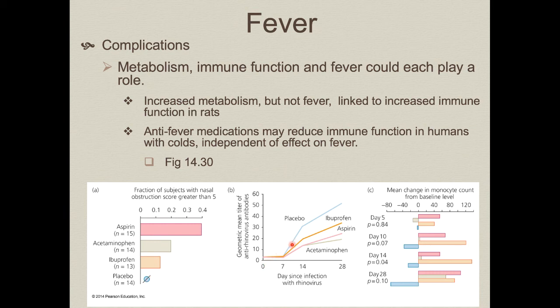And if you look at the production of antibodies, again, antibodies are going to be helping you to fight off these infections. Placebos did better. They produced more antibodies compared to ibuprofen, aspirin, and acetaminophen. And if you look at the mean changes in monocyte counts from the baseline levels, we see monocytes being produced at a much higher rate in everything except the placebos.